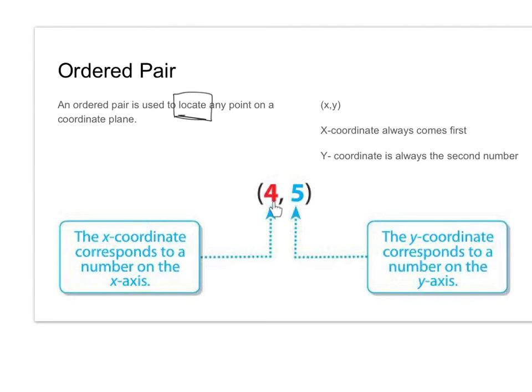In this example, they have (4, 5). Our 4 is the x coordinate. It corresponds to the number on the x-axis. 5 is the y coordinate. It corresponds to a number on the y-axis.